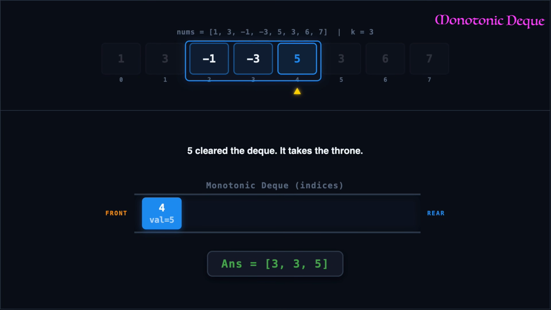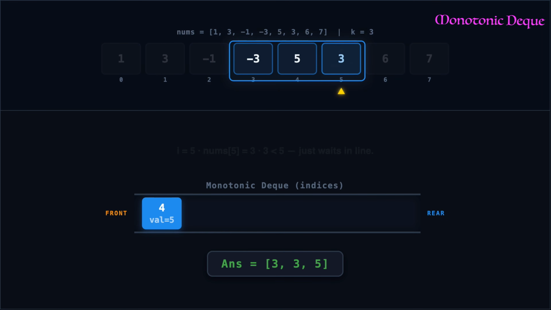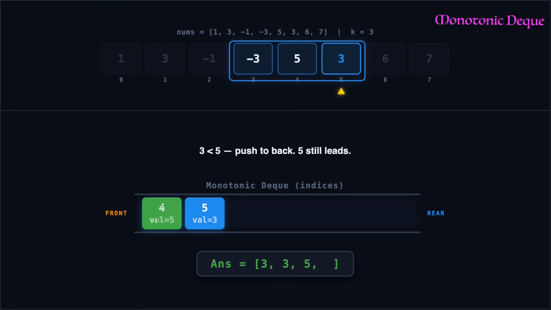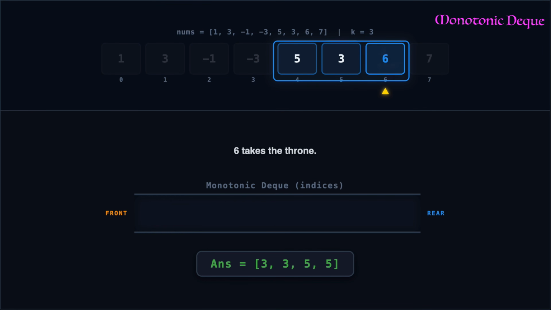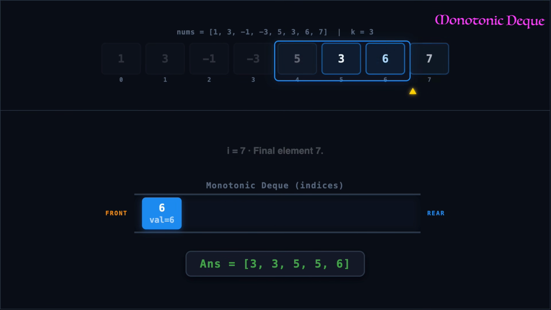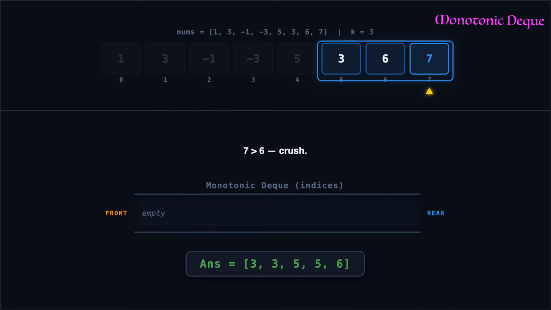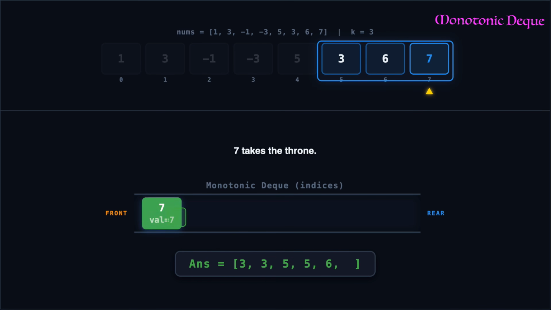As we continue, 3 comes in. It is smaller than 5, so it waits in line. Then 6 arrives. It bulldozes 3 and 5 to take over. Finally, 7 comes in and it bulldozes the 6, finishing our dry run.